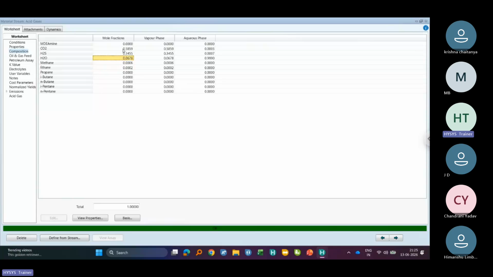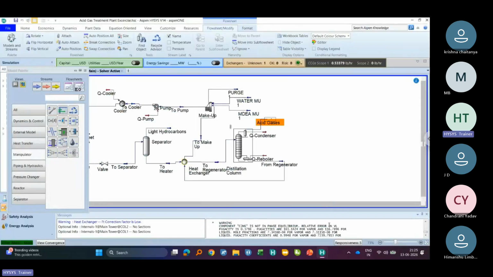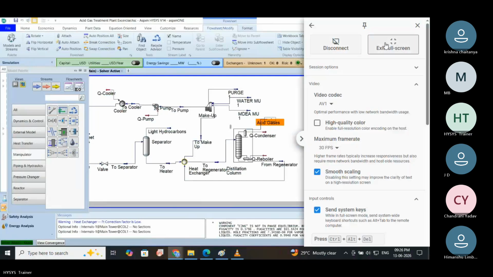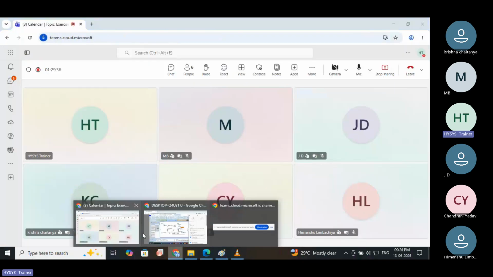This H2O, the water, maybe it is in the form of steam. You can see that this water extent is also reduced. It should mostly contain these two components only, CO2 and H2S, and you will see that that extent has now increased as compared to the previous value. So this is what we can think of as the conclusion.